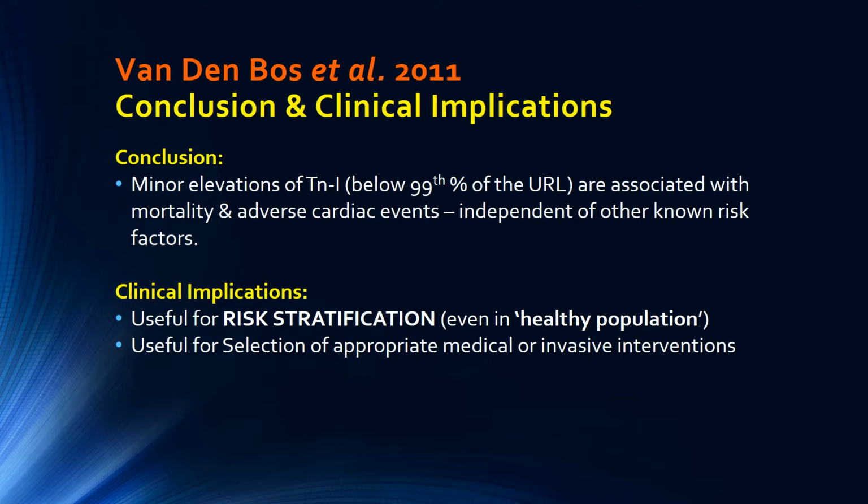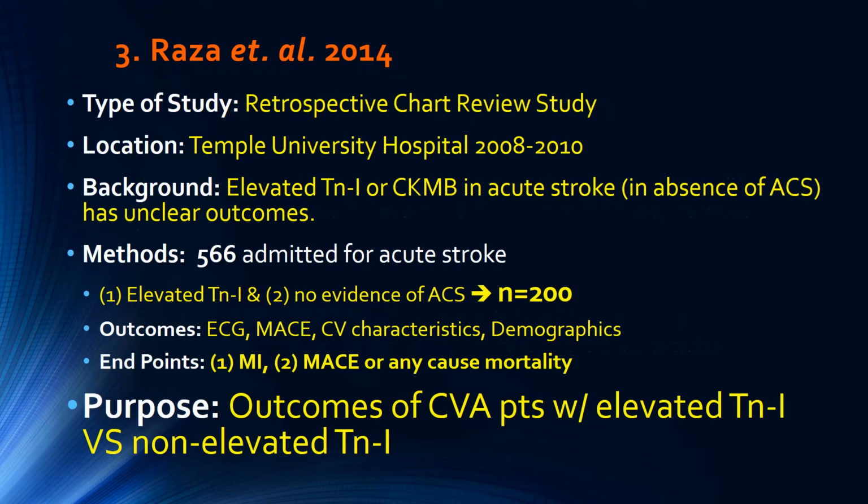The third article is Raza et al. in 2014. Now, this is a retrospective chart review study that was done at Temple in 2008 to 2010. The publication, again, is the most recent of the ones that are presented today. So these individuals are individuals who had ischemic stroke, and again, it's retrospective, right?